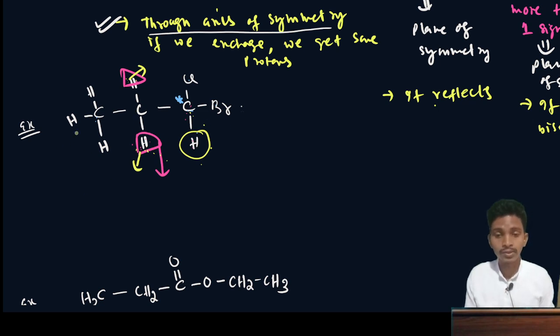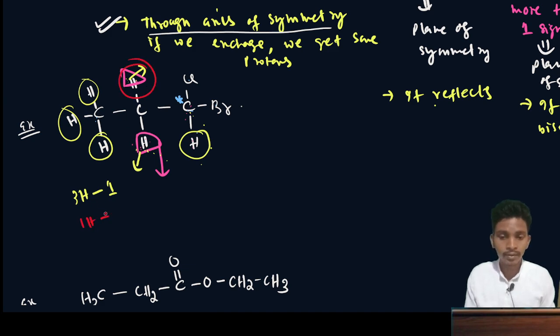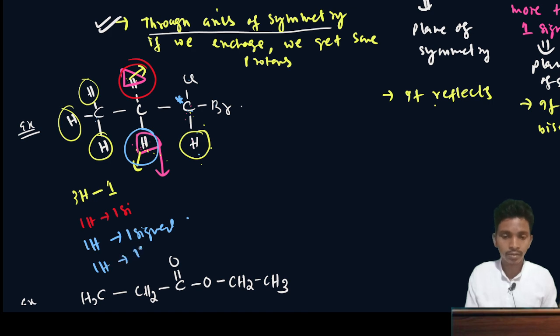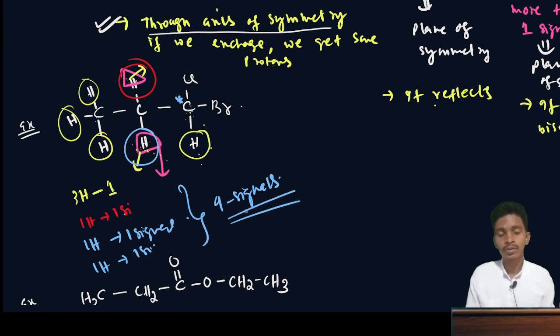So how many signals will you get here? For the 3 hydrogens, this and this give the same signal, so that is one signal. For this 1H we get one signal, and for this H another signal. Total how many signals? 1, 2, 3, 4. So we get 4 signals in total. Likewise, we can calculate the number of signals in a particular molecule.